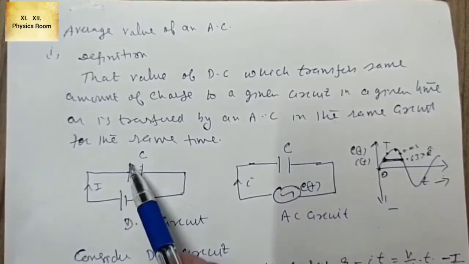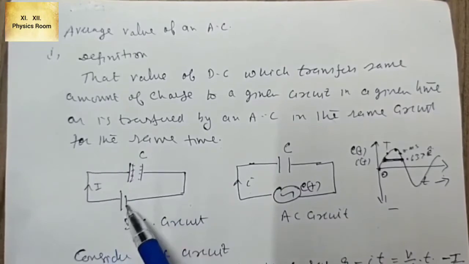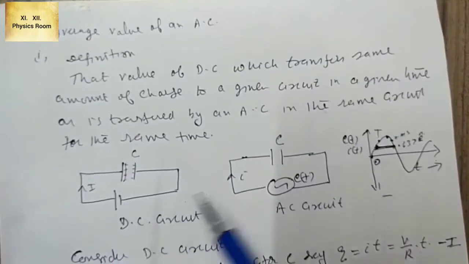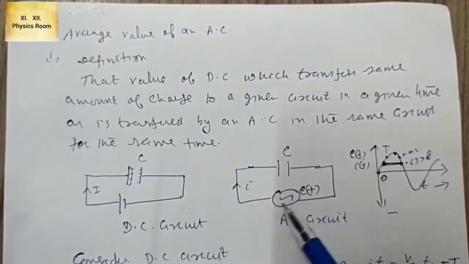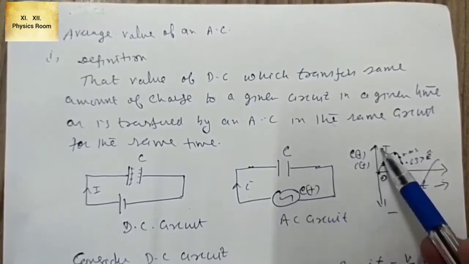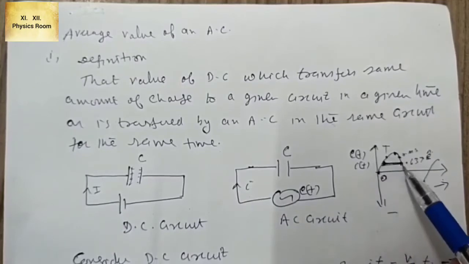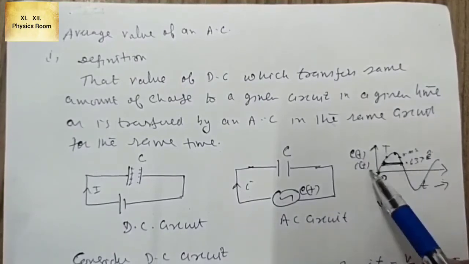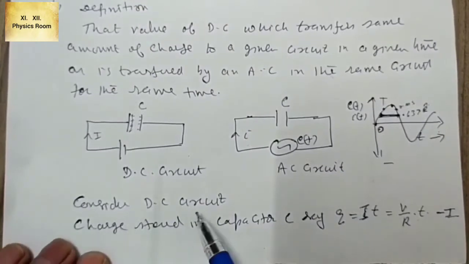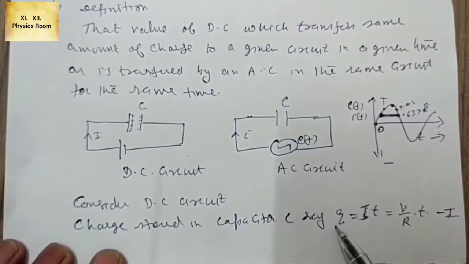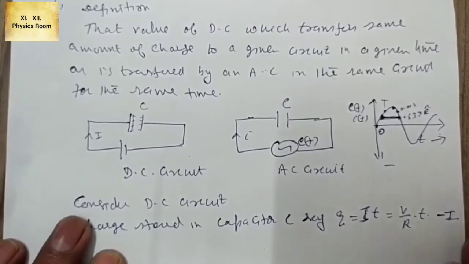Now this is a DC circuit, a capacitor charged by a battery, a DC source, and this is an AC circuit, a capacitor charged by an AC source, and this is an AC waveform, voltage or current, any way you can take it. So consider the DC circuit. Charge stored in capacitor C, say Q, is equal to I into T, or it is V by R into T. Mark it as equation 1.